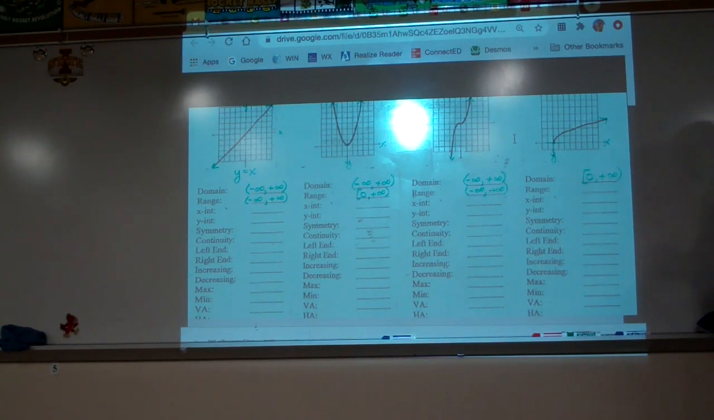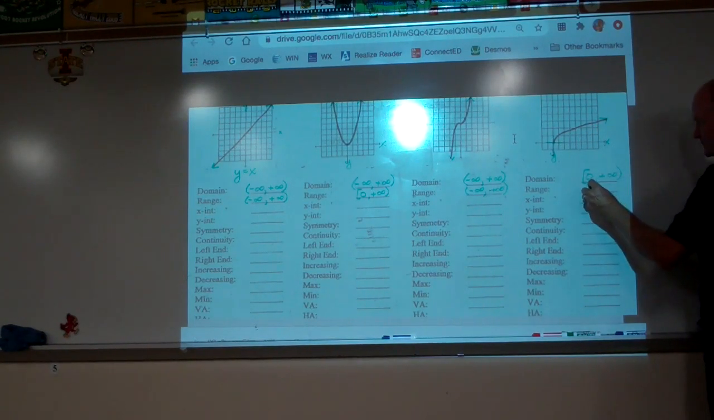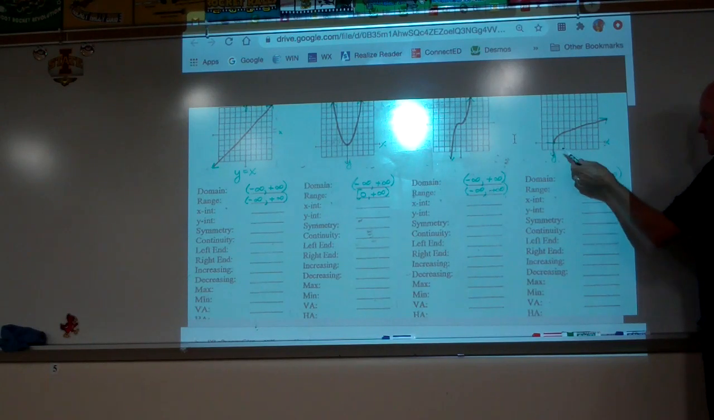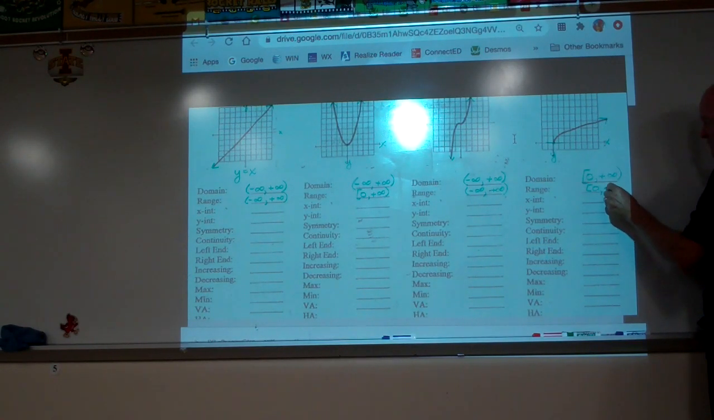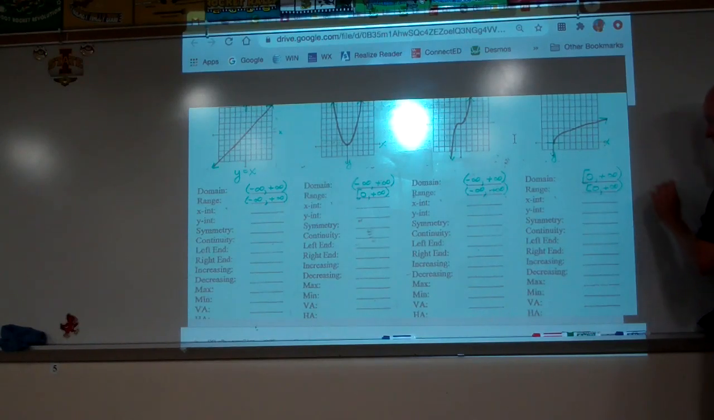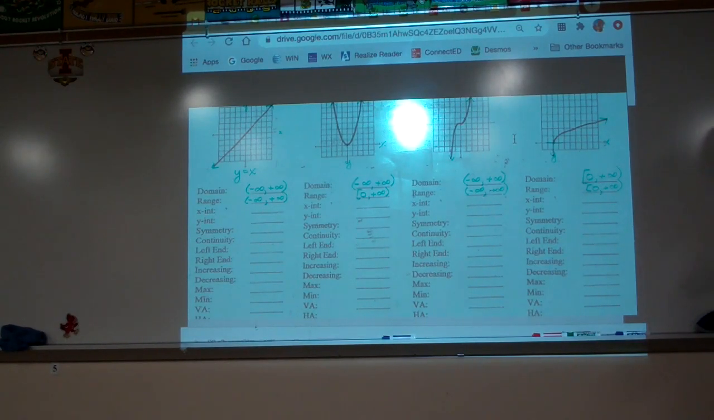The range, start at the bottom. First thing I hit is that solid dot. The y value is 0, so it includes it. And then I keep going all the way up to the top until I get to an arrow. Arrow's on the top. Positive. There's 4.